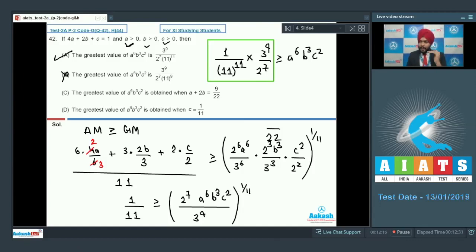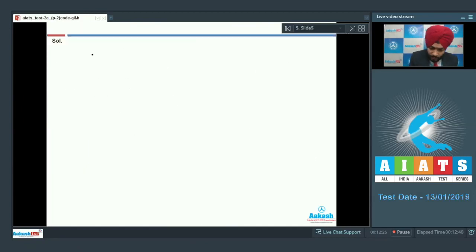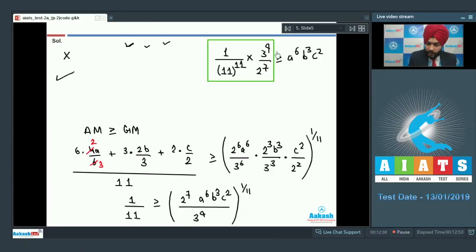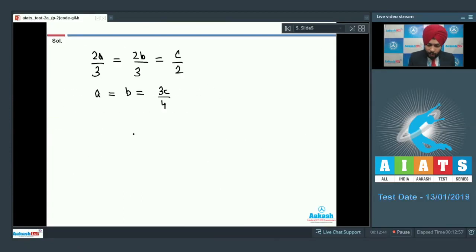Now, the greatest value is obtained when AM is equal to GM, when all the 11 terms are equal, which means that 2a by 3 equals 2b by 3 equals c by 2. So that means a equals b equals 3c by 4. And we already know that 4a plus 2b plus c is equal to 1.